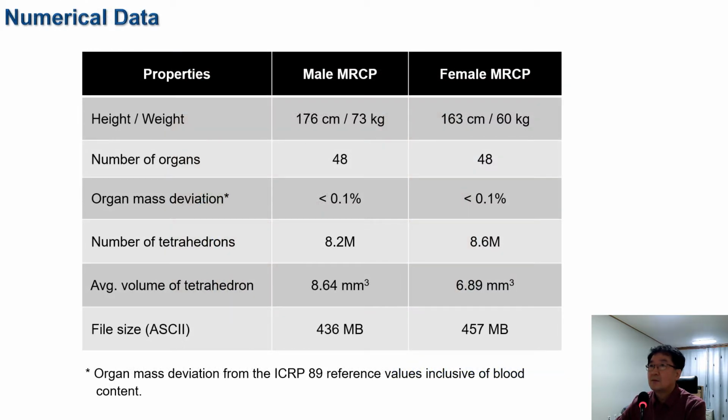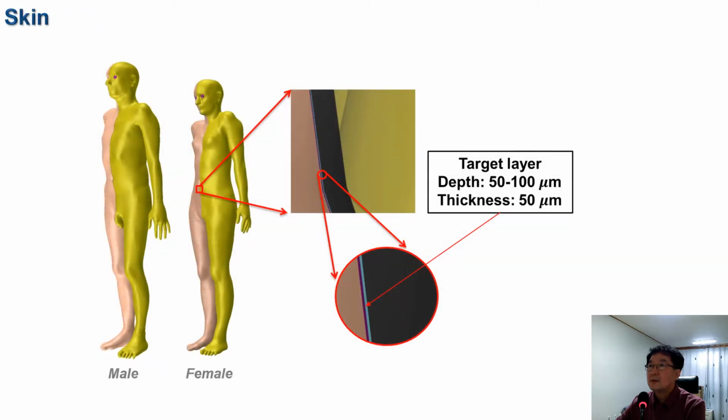This slide shows some numerical data of MRCPs. Basically, the height, weight, and organ masses of the phantoms exactly match the ICRP 89 reference values. This slide shows a skin model of the MRCP, so you can see the 50 micron thick radiosensitive target region.